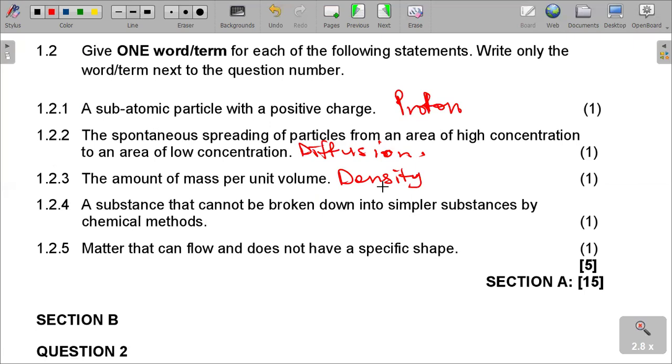A substance that cannot be broken down into simpler substances by chemical methods, it is an element. And then number 5, matter that can flow and does not have a specific shape. It is liquid.